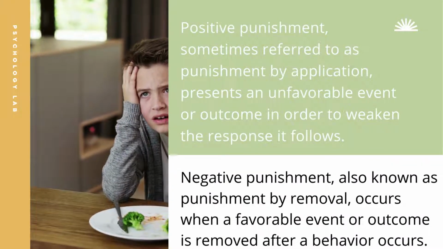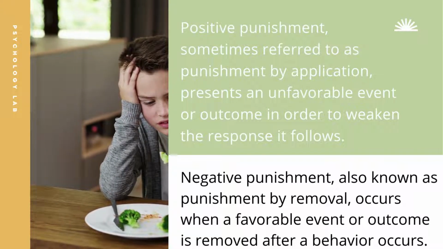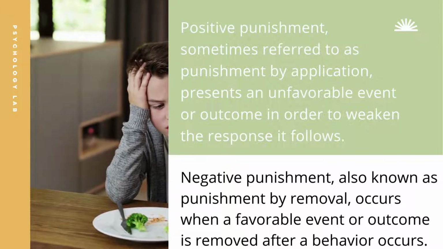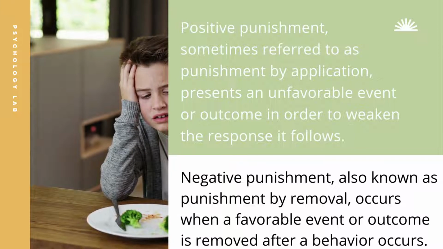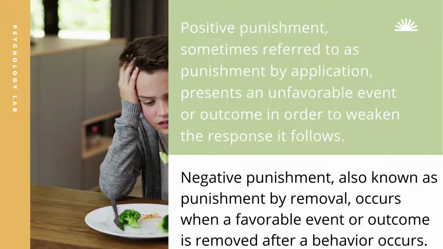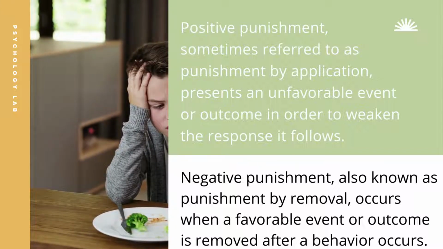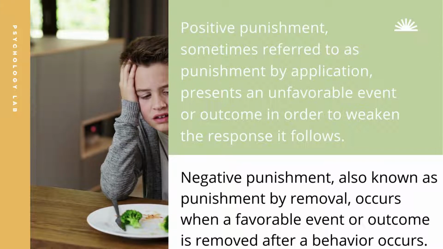Positive punishment, sometimes referred to as punishment by application, presents an unfavorable event or outcome in order to weaken the response it follows. Being reprimanded or lectured is an example of positive punishment. Certainly, neither of these are positive experiences, but it's because something unpleasant is added that this is called positive.